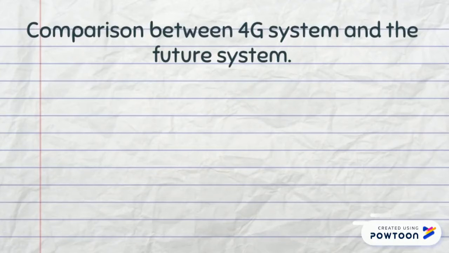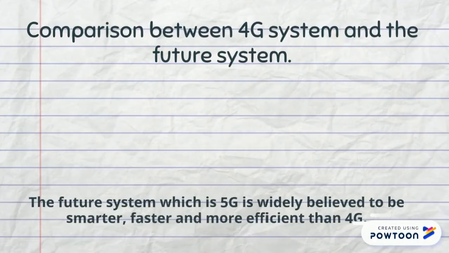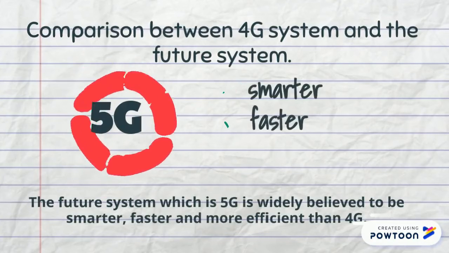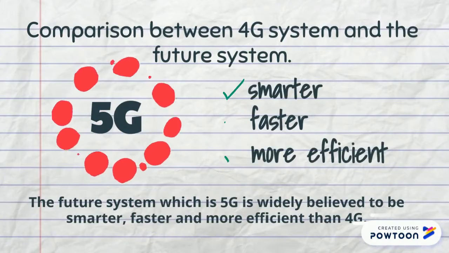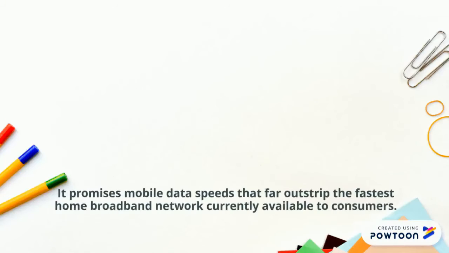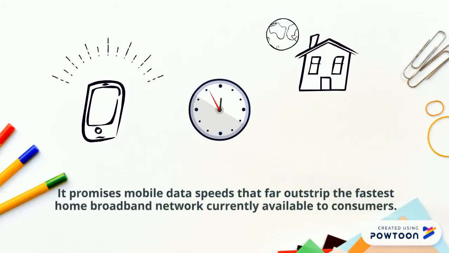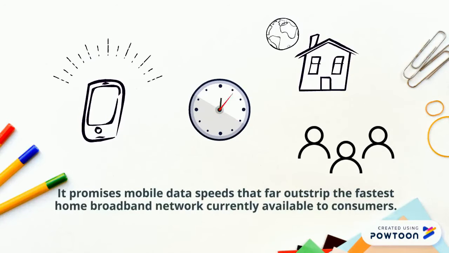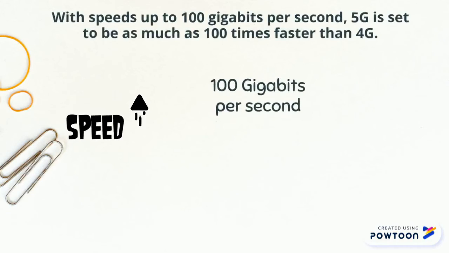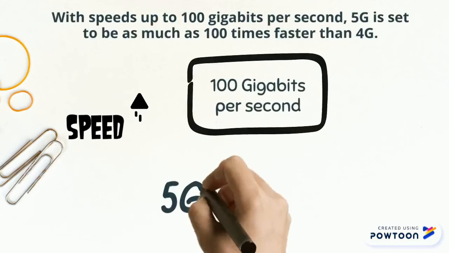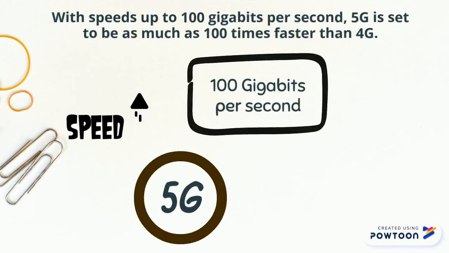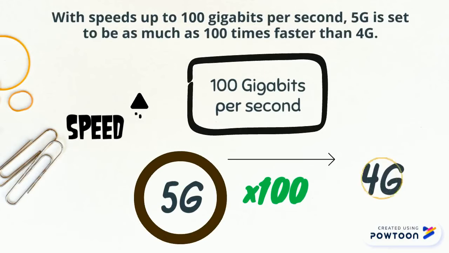Comparison between 4G system and the future system. The future system, which is 5G, is widely believed to be smarter, faster, and more efficient than 4G. It promises mobile data speeds that far outstrip the fastest home broadband network currently available to consumers. With speeds up to 100 gigabits per second, 5G is said to be as much as 100 times faster than 4G.